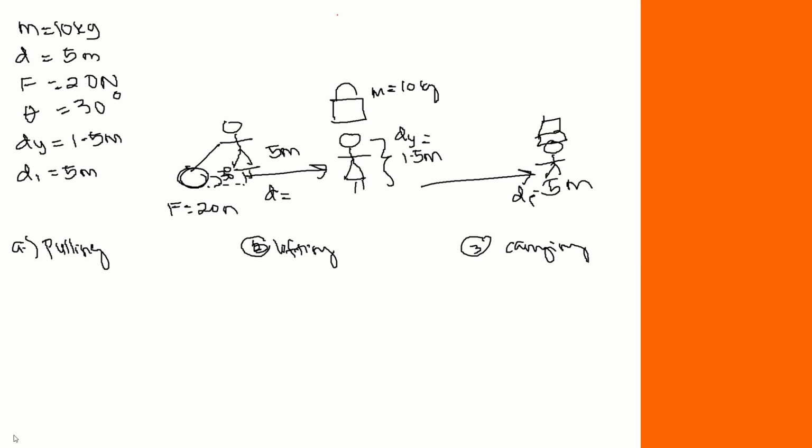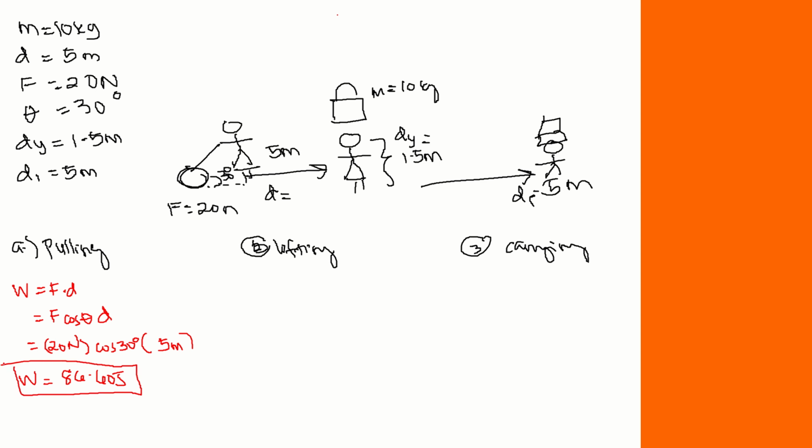So, first, let's start with pulling, okay? So, let's identify that work is just basically F dot d. So, this is just F cosine theta d, alright? So, you can see that the force is just 20 newtons. The angle is cosine 30 degrees multiplied by the distance, which is 5 meters. So, the work done by pulling of Shani is 86.60 joules. Diba? Napakadali. So, done na tayo with the first part, which is just pulling.